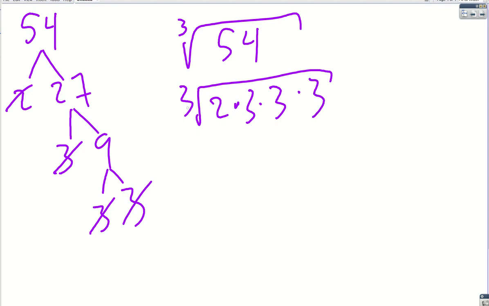And this says circle groups of 3. So there's my group of 3. So that's what gets to be pulled out. So I have 3 cubed root 2.